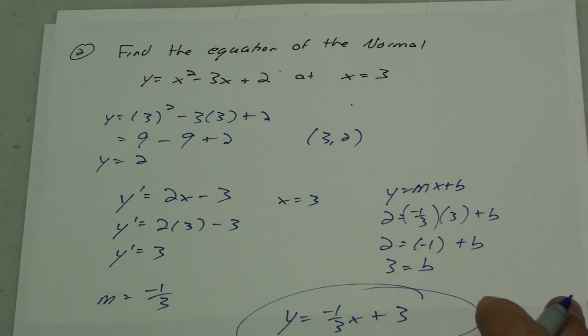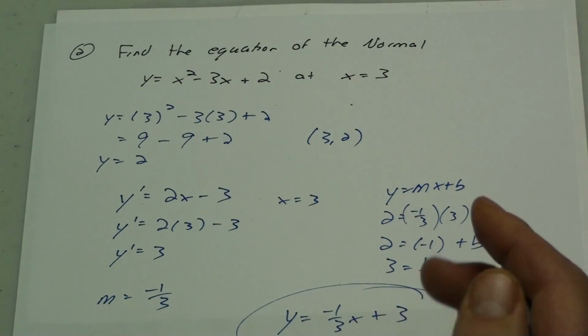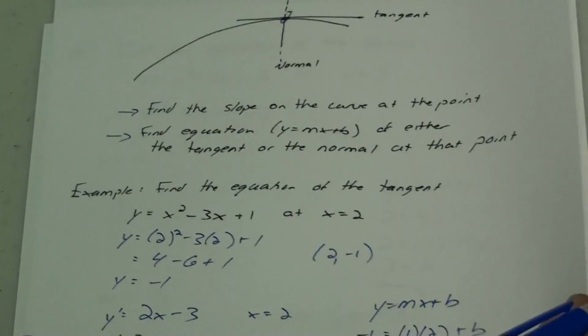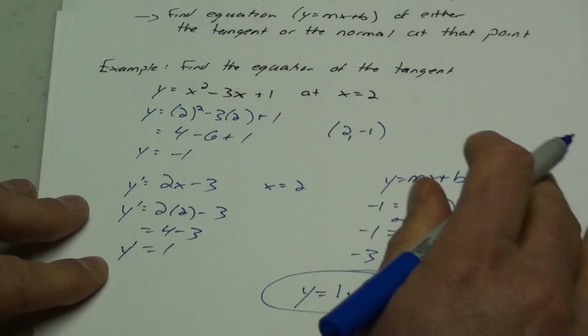Okay, so to find the equation of the tangent or the normal, it's basically the exact same steps. For the normal, you're going to use a negative reciprocal slope. For the tangent, you're going to use the slope that's given at that point.